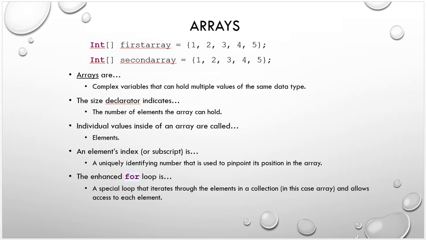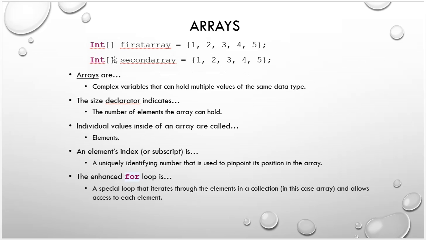So basically arrays are complex variables that can hold multiple values of the same data type. As you can see from the examples at the top there, we have two arrays, right? One called first array and the other called second array. So an array, instead of holding one value like what a variable would do, holds multiple values. This array has values 1, 2, 3, 4, 5, the same with the second one.